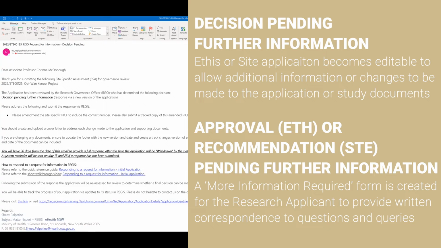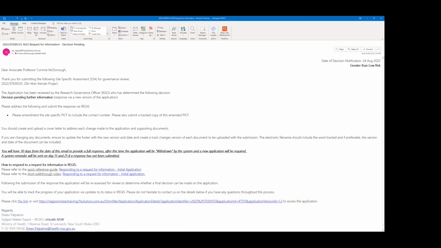This form will allow you to provide written correspondence back to the reviewing research office to address any queries or questions. The email will clearly outline what type of request it is and provide information on how to action the request. There are also links to quick reference guides and walkthrough videos to assist you with how to respond to the request for information in REGIS. Clicking on the link in the email will take you directly to the application information section.